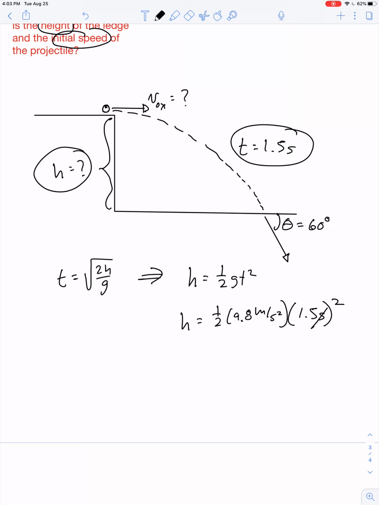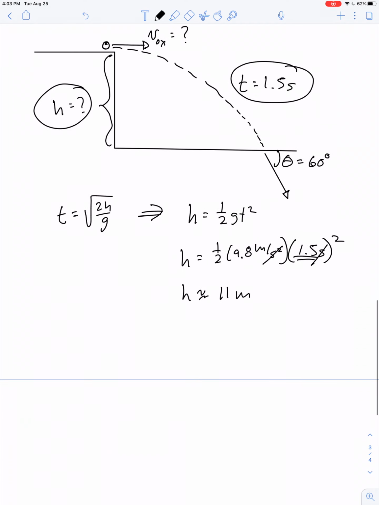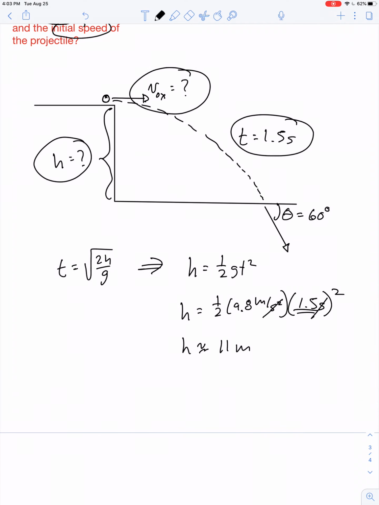So if the seconds get squared along with the number 1.5, they'll cancel the seconds squared with the 9.8 meters per second squared measurement. Grab a calculator, see what you get. So I come up with a height of very nearly 11 meters, 11.025. We'll just round it off to 11. Now, what about determining the speed?